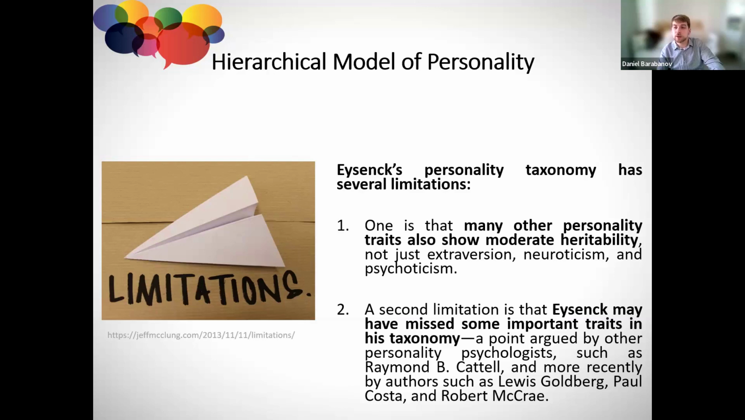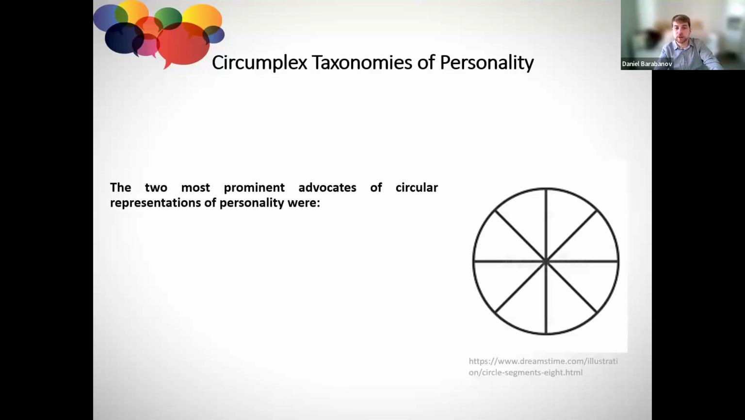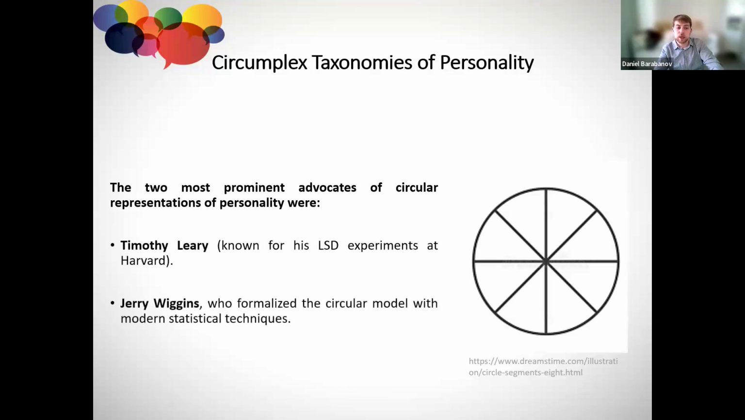So other psychologists, such as Raymond Cattell, Lewis Goldberg, Paul Costa, and Robert McCrae, the latter one of the founders of the Big Five taxonomy, criticized Eysenck on this basis and created taxonomies with more traits included, more than 3. Okay, so circumplex taxonomies of personality are called that because circumplex is just a fancy word for circle. The two most prominent advocates of circular representations of personality were Timothy Leary and Jerry Wiggins.